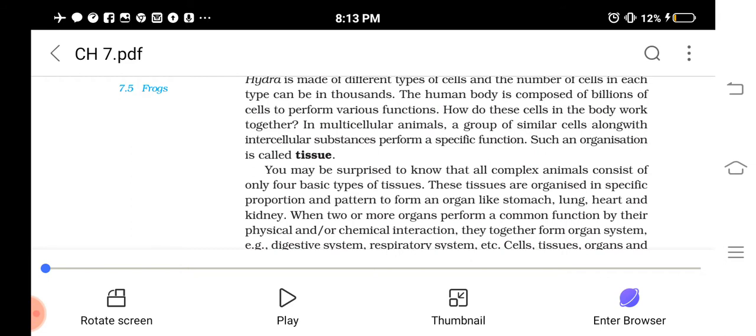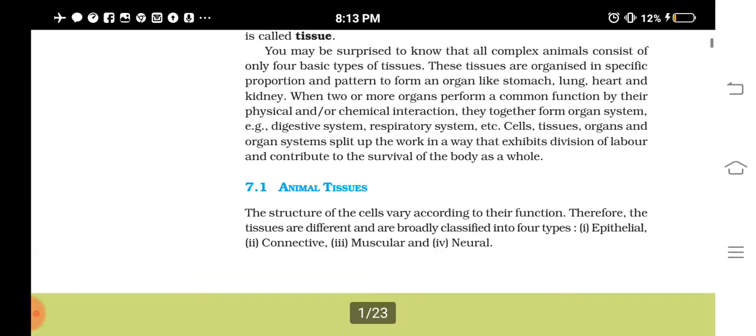So in animals there are only 4 basic types of tissues. These tissues are organized to form different organs like stomach, lungs, heart. All these are formed by the organization of these 4 basic types of tissues. And these tissues aggregate, they group together to form the organ system. There are different types of organ systems like digestive system, respiratory system.